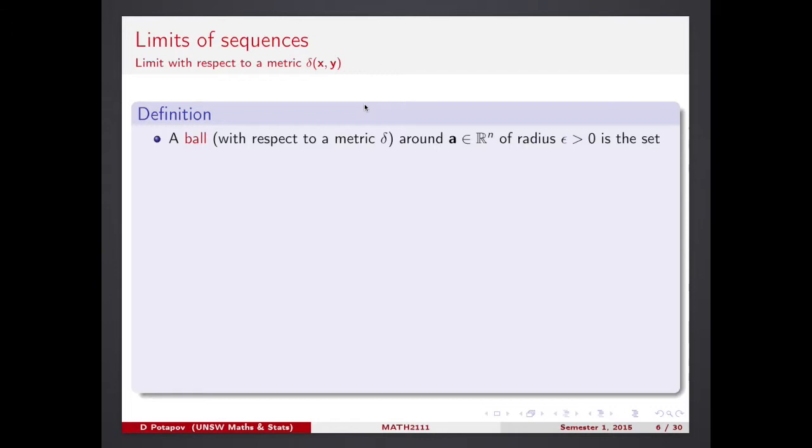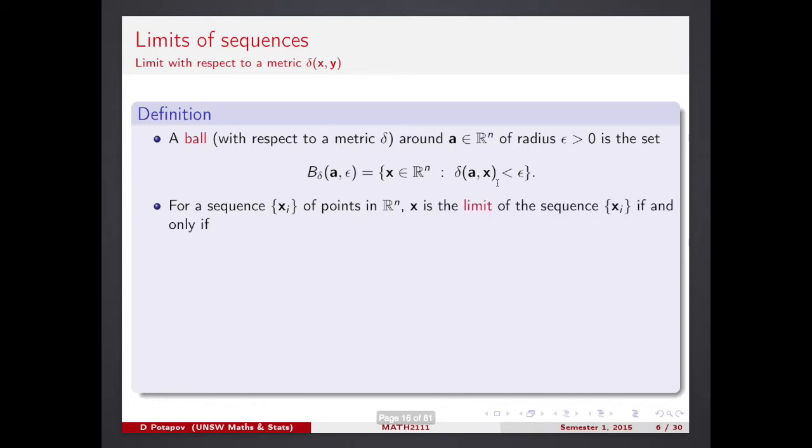You can think of these three examples we just discussed: the Euclidean one, d or d2, dp, or d infinity. So a ball with respect to a metric will be a set of this type. It's a ball at the center point a with the radius epsilon. That's quite an expectable definition, especially if you replace delta with the Euclidean metric. You will end up with the well-known ball.